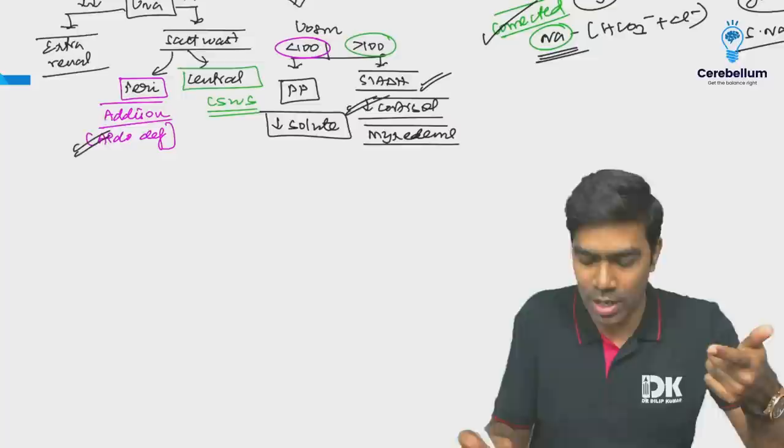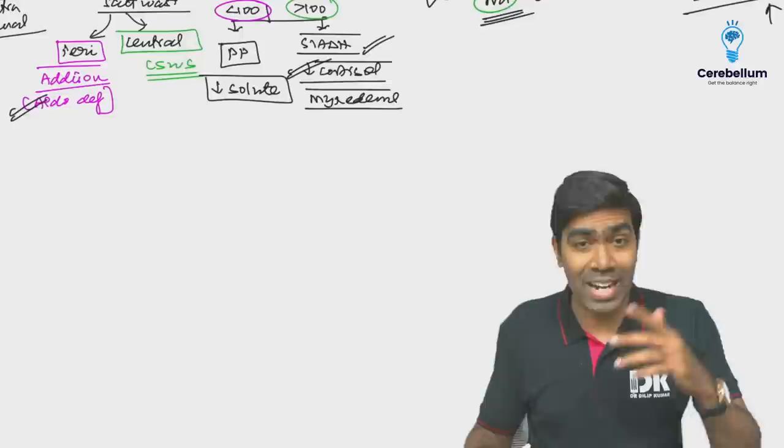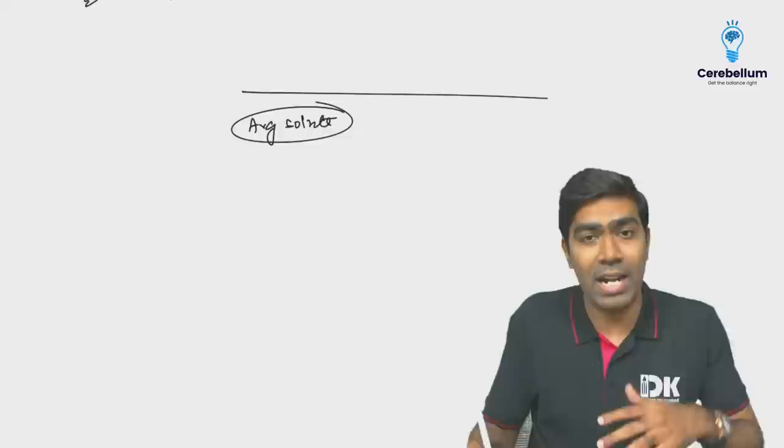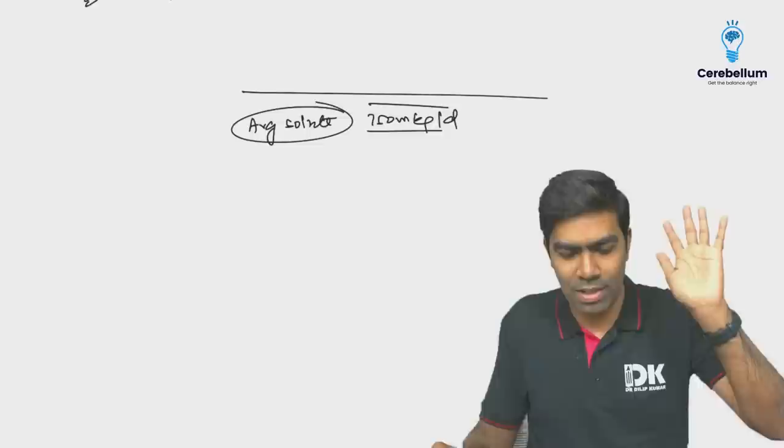This is a tough concept, but I'll try to explain what happens here. So what is the average solute? This is a totally different concept. Let me explain it here. So what is the average amount of solute that you're taking? Average solute intake by an average adult is 750 milliosmoles per day. In 24 hours you take 750 milliosmoles, the average amount of solute intake per day. Most of us, this is the amount of solute we take.